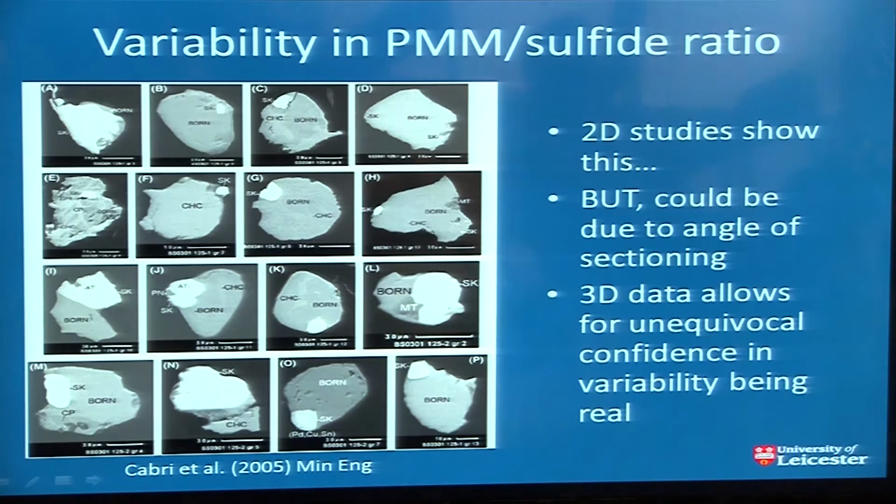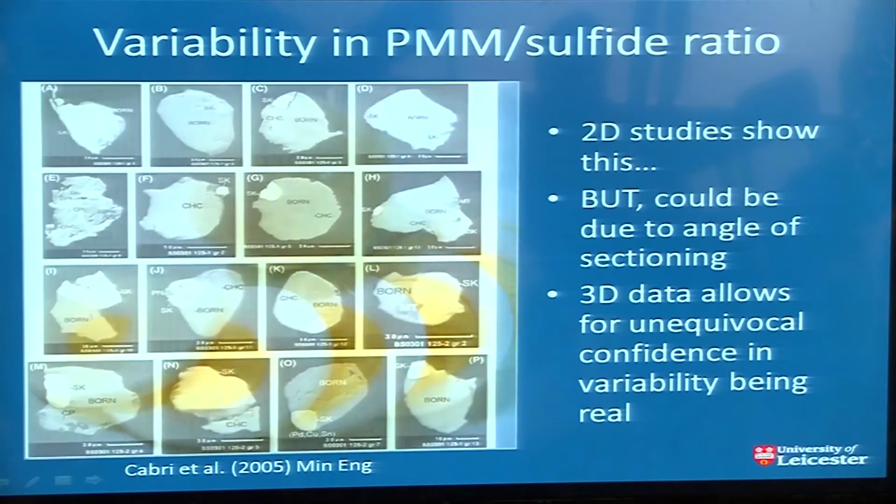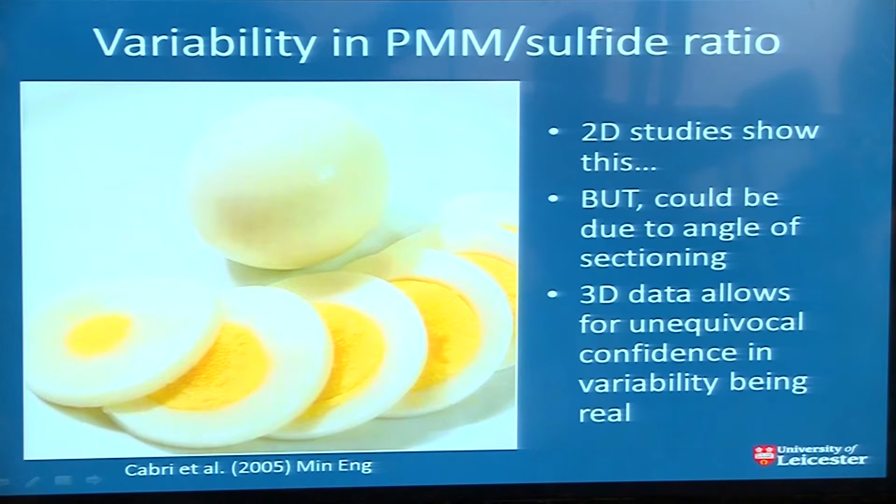Now, this variability that you see in the ratio between precious metals and sulfides, you can see in 2D. This is an image from a paper of the same sulfides, but a 2D study. You can see this one up here, B, has a very small precious metal mineral, large sulfide. This one down here, N, very large precious metal mineral, small sulfide. But with the 2D technique, there's no way of knowing whether that variation is real, or whether it is simply an artifact of where you've sliced the egg, okay?